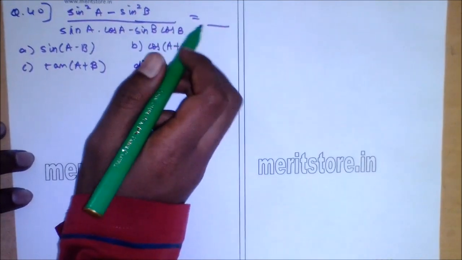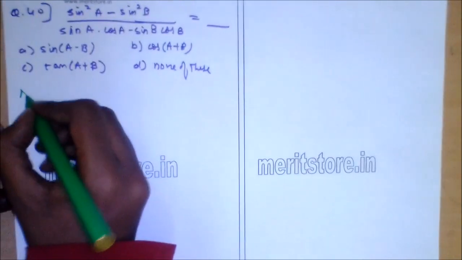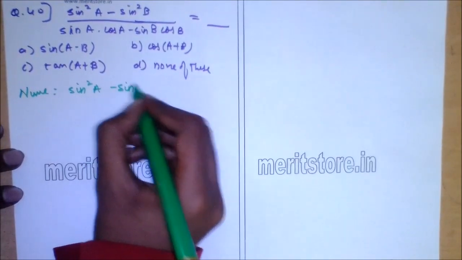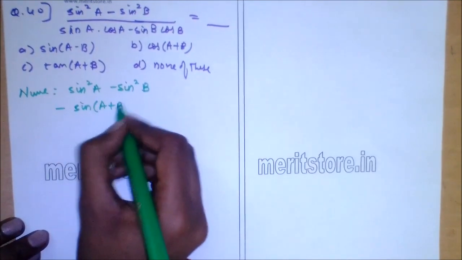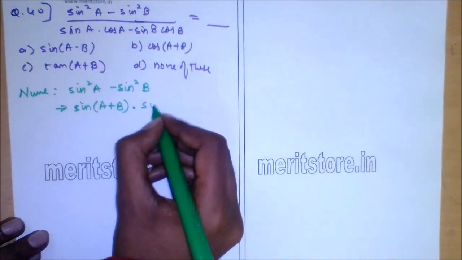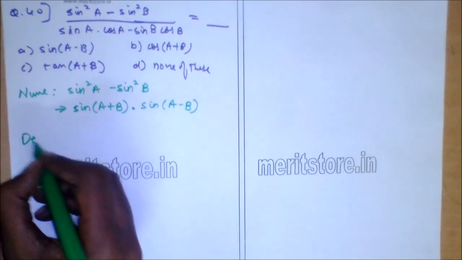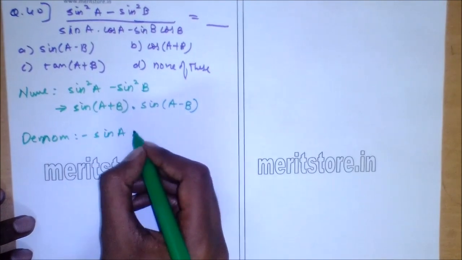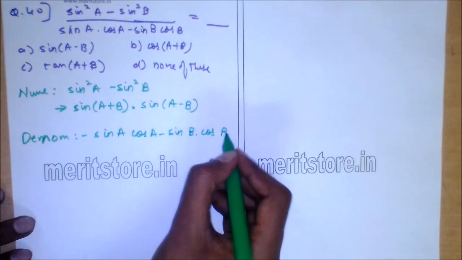We have to simplify this. Sin square A minus sin square B upon sin A cos A minus sin B cos B. So we simplify the numerator separately and the denominator separately. So first the numerator. This is sin square A minus sin square B. This can be written as sin of A plus B into sin of A minus B. Whereas the denominator is sin A cos A minus sin B cos B.